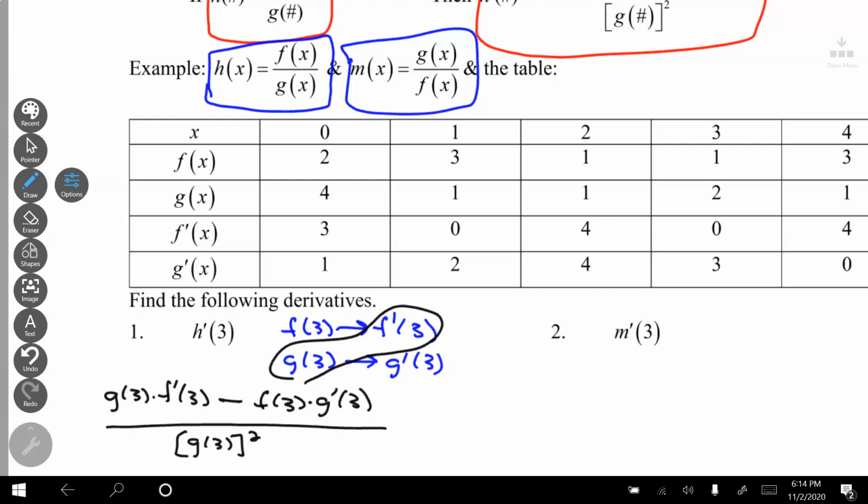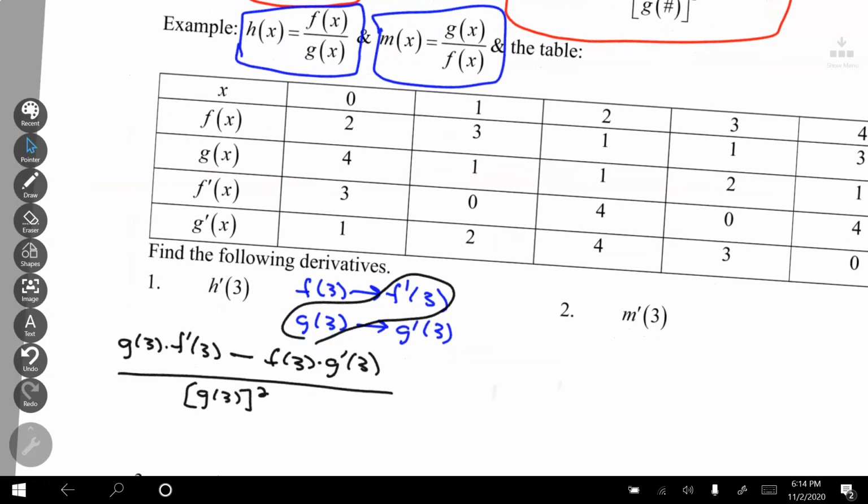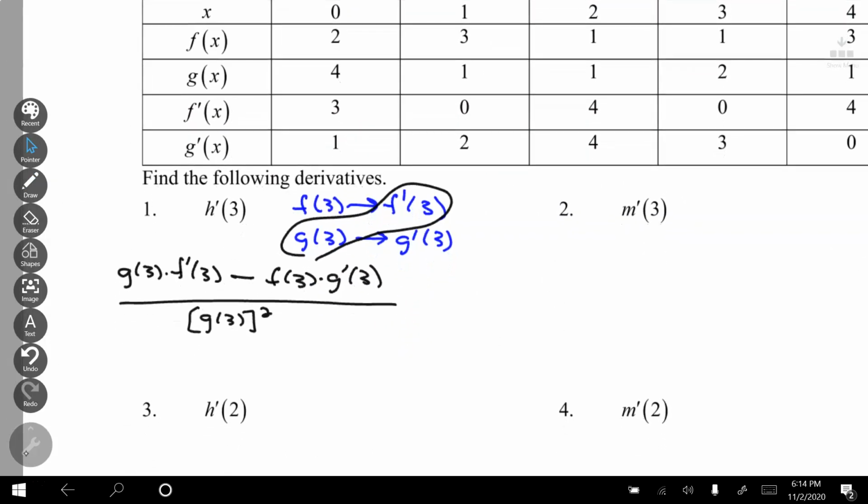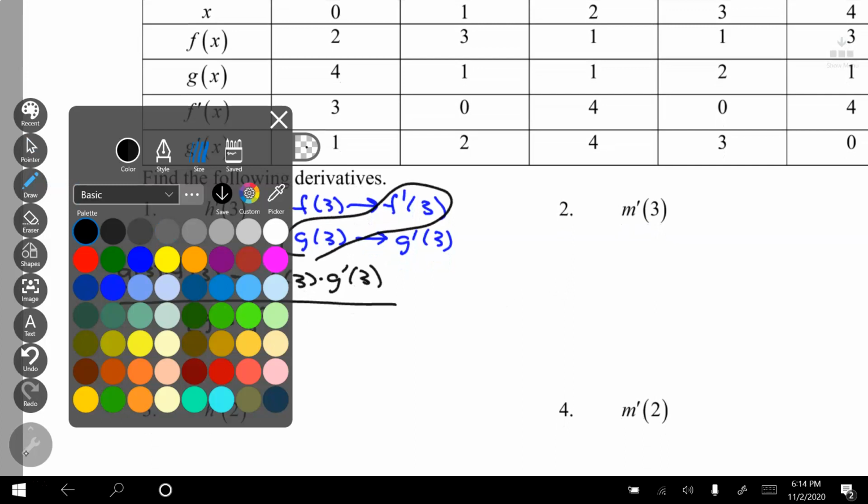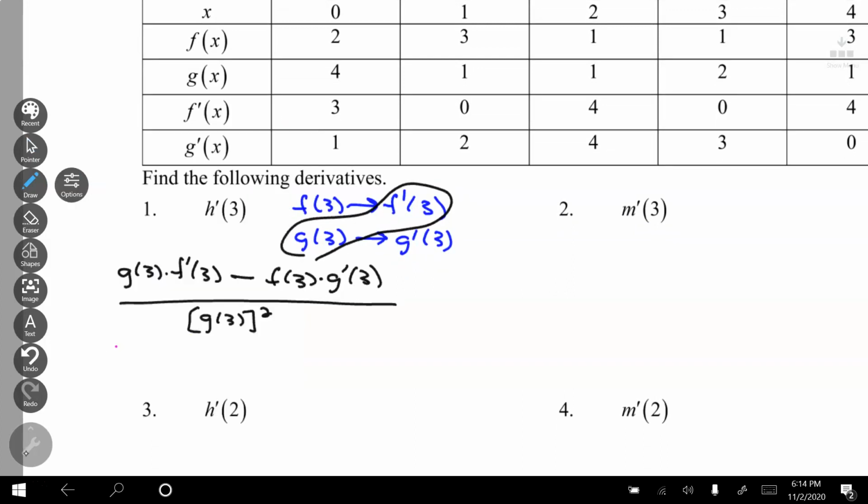squared. And if I look in the table, move this up a little bit, I don't need those guys anymore. If I look in the table, g of 3 is 2 times f prime of 3, 0, minus f of 3, 1 times g prime of 3 is 3, all over 2 squared, and I get negative 3 over 4, or h prime of 3 equals negative 3/4.